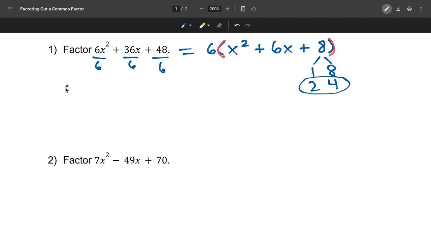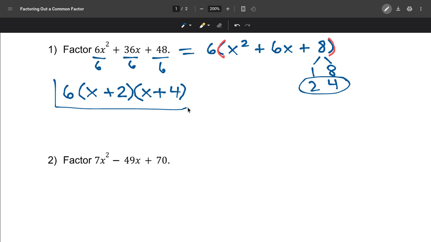All right, so I can write this in factored form as 6 times x plus 2 times x plus 4. And there we go. That's my factored form for the first one.